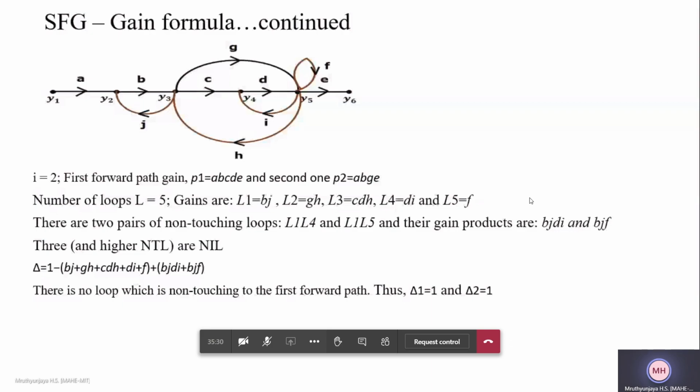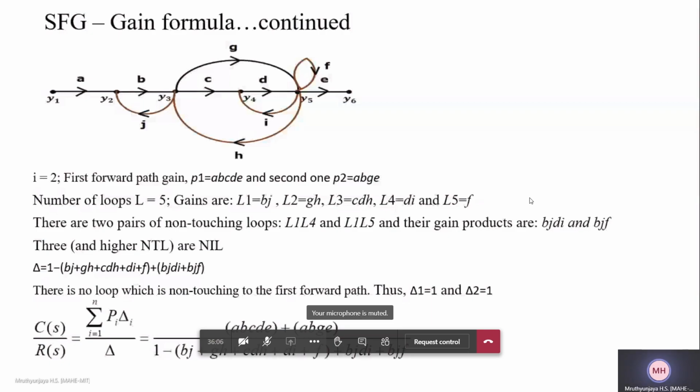Therefore, C by R. Here C is Y6, R is Y1. C by R equals P1 delta 1 plus P2 delta 2, divided by delta. P1 is A, B, C, D, E, and delta 1 is 1. P2 is A, B, G, E, and delta 2 is 1. So it is P1 plus P2, whole divided by delta. So Y6 by Y1 equals so much.